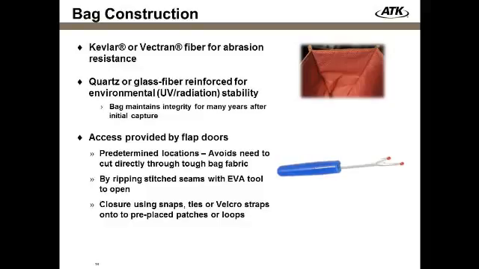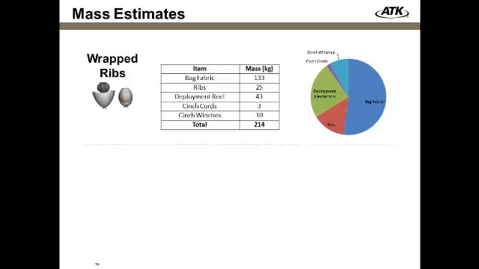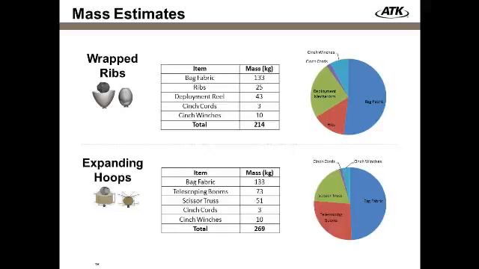We looked at bag construction. We've got experience with Kevlar and Vectran, which are very strong materials. Again, for this application, there is some UV radiation stability you need to look into. We also talked about maybe including some flaps or doors in certain locations that would allow easy access, and even folding it back up to fit the specific asteroid that we grabbed. We did some weight estimates. The wrapped rib came in at about 214, and the expanding hoop came in at about 270. The primary driver was the ribs versus the telescoping booms, as more of a mass saving approach, and stowing volume.